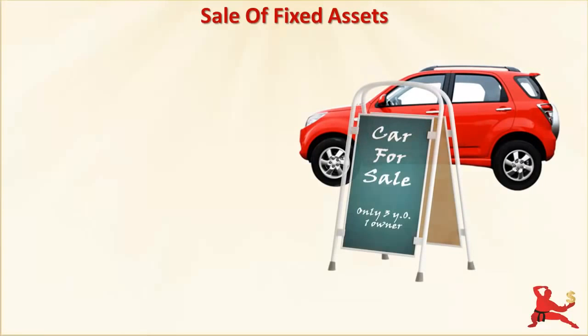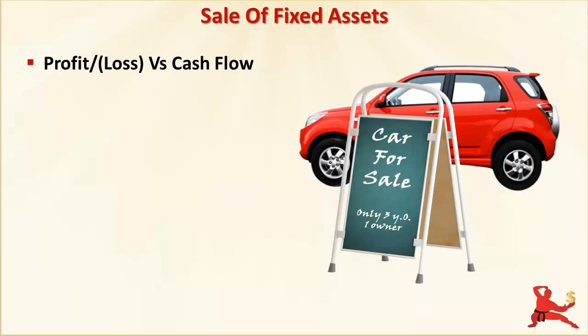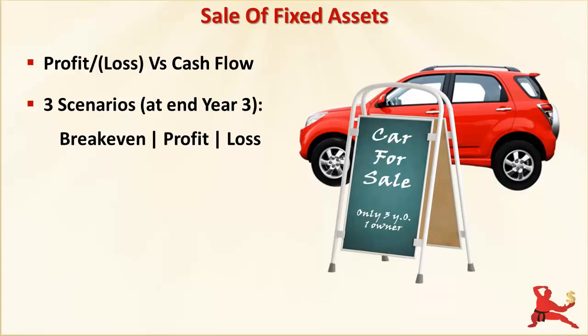Now let's look at what happens when you sell a depreciable fixed asset. The key point to understand here is the difference between profit or loss versus cash flow with the sale transaction. We'll look at 3 scenarios: break even, profit, and then a loss situation. The net book value of the asset at the time of sale is the base used to determine whether you've made a profit or loss on the sale.